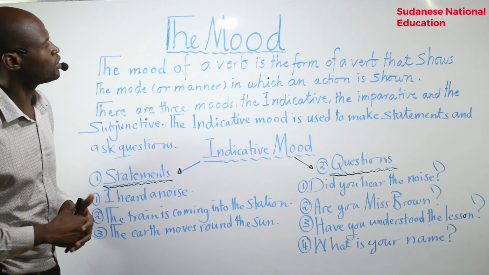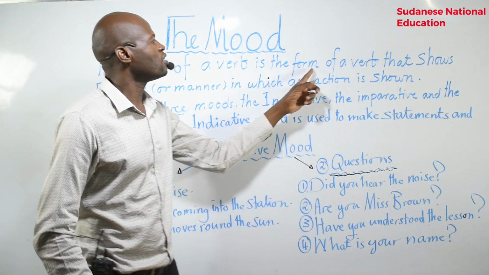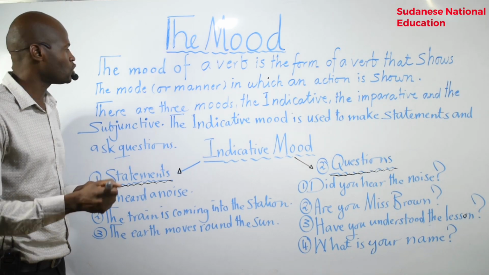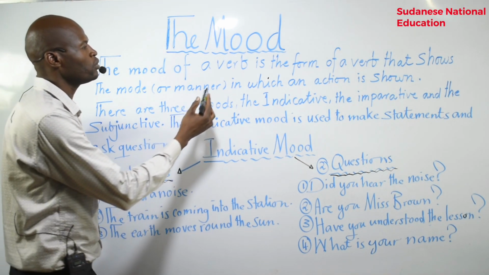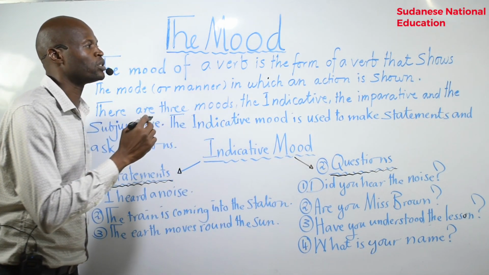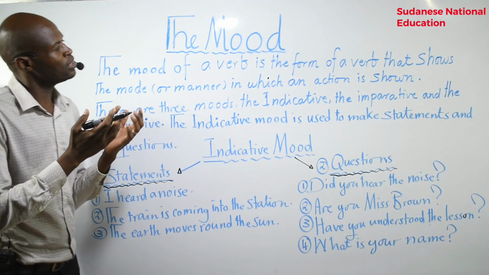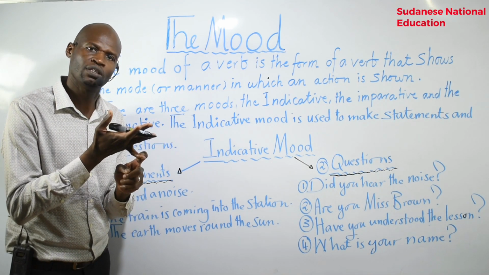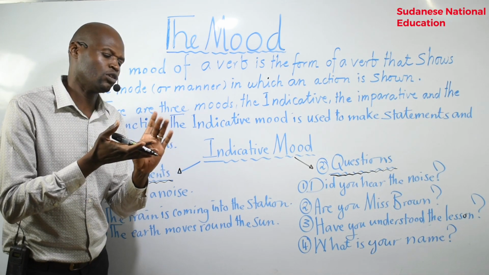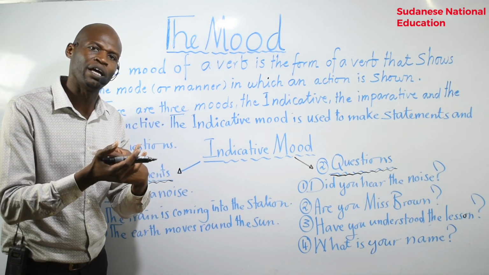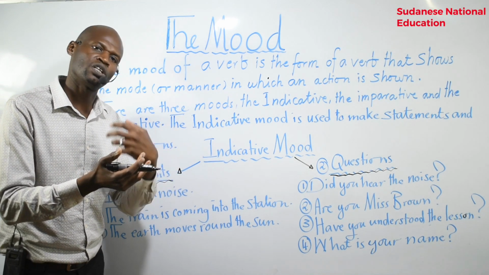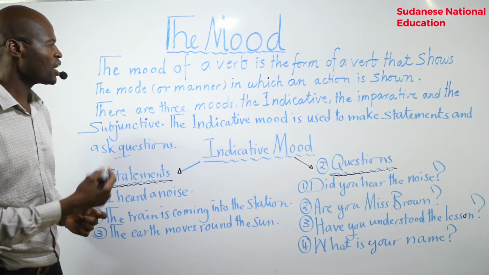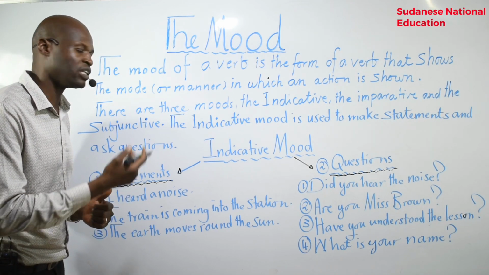The mood of a verb is the form of a verb that shows the mode or manner in which an action is shown. So sometimes when we produce sentences, we can make a statement, we can make a question, and also we can make a request and a command, depending on the manner or the mode of the verb when we produce these sentences. Let's see here how many moods do we have in English grammar.